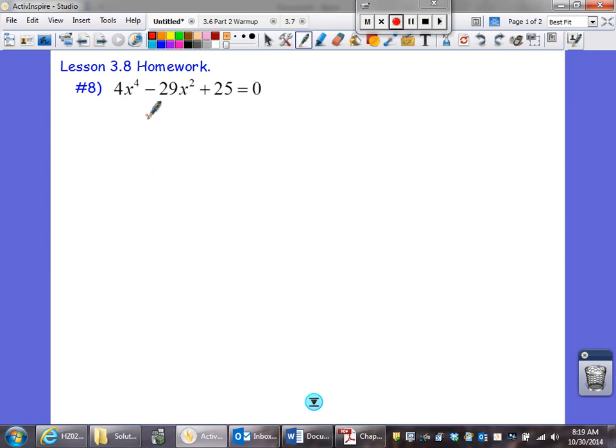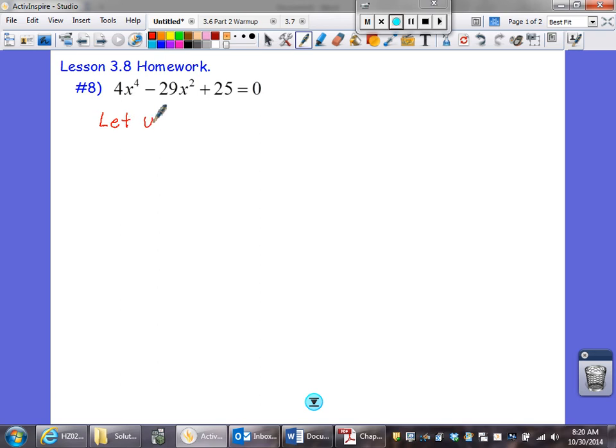If we're going to solve this problem, one thing we have to recognize is this is quadratic-like. If you square x to the second power, you get x to the fourth power. This has some similarities to a quadratic, which can be solved with quadratic formula and factoring and things like that. What I'm going to do is make a little substitution here. This is just one way to solve the problem.